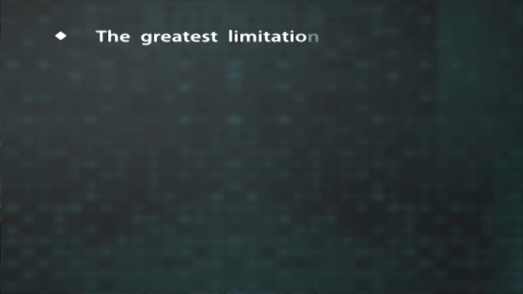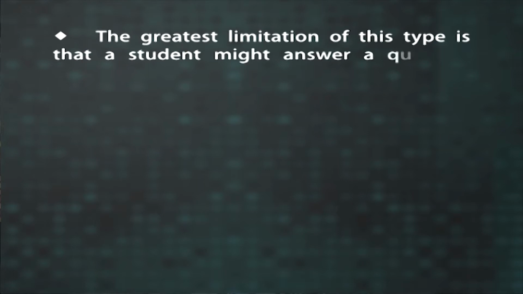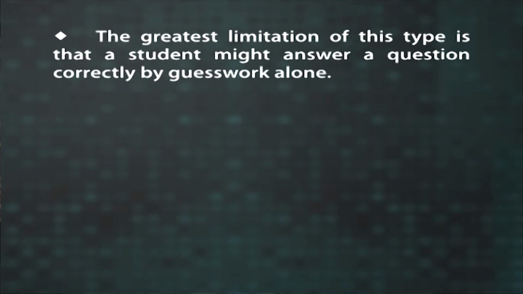The greatest limitation of this type is that a student might answer a question correctly by guesswork alone. Even if students mark a statement blindly as true or false, they have 50% chance of getting that answer right. It is difficult for teachers to assess a student's level of achievement based on his or her performance in a true false test. It is difficult to determine whether the student has complete mastery in the subject, or it is a blind guess, or he or she has a level of understanding that lies between these two extremes.